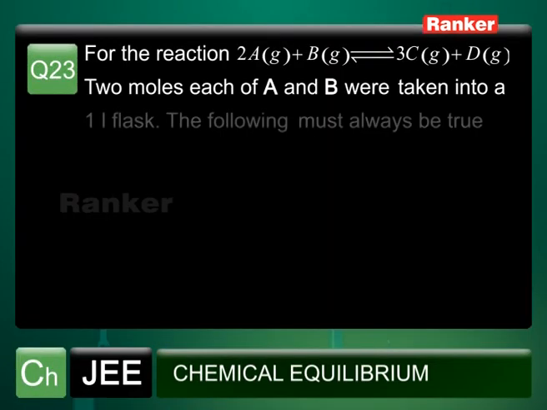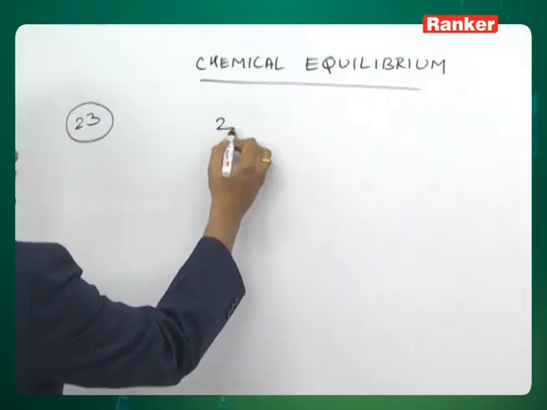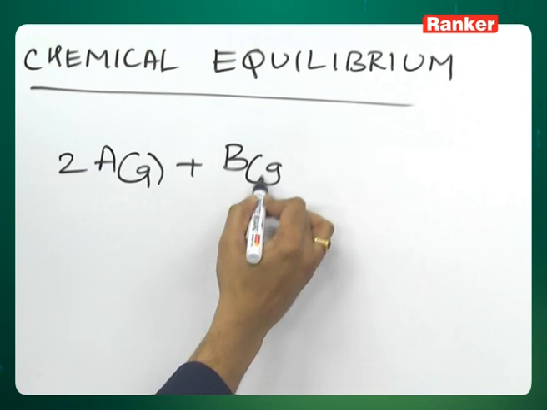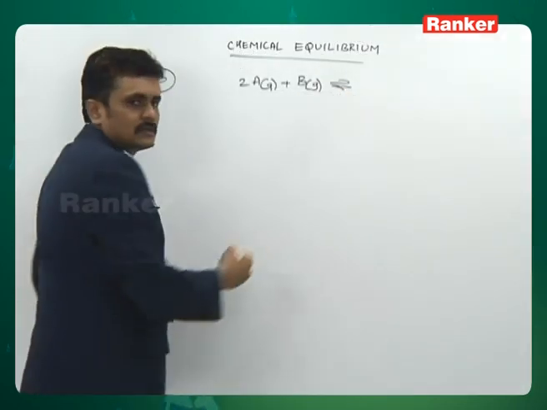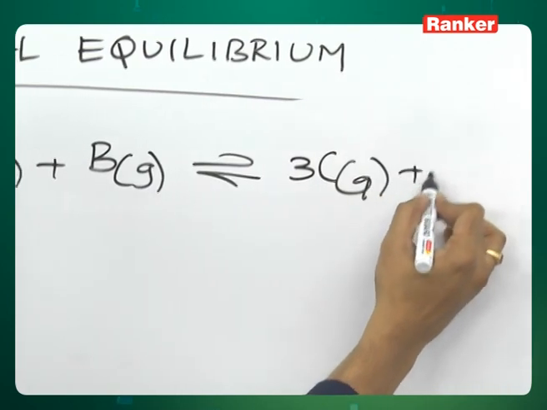Now, we have the equilibrium reaction. 2 moles of A reacting with B to produce 3 moles of C and D. 2 moles each of A and B were taken in a 1 liter flask. Then which of the following must always be true when the system has attained equilibrium? Now, when I am writing the concerned equilibrium reaction, 2A is reacting with 1 mole of B in gas phase to give you 3 moles of C and D.